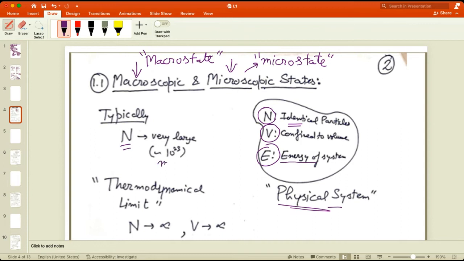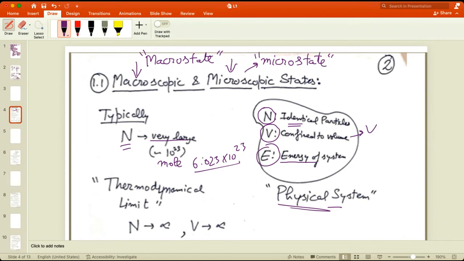Just to give you some idea, this n is usually very large. If I'm having 1 mole of a certain material, then I have Avogadro number of particles, that's 6.023 times 10 raised to power 23. So these many particles are there. So this n is actually very, very large. And usually volume, if you talk about a gas occupying a certain volume, is also going to be a very large kind of thing.